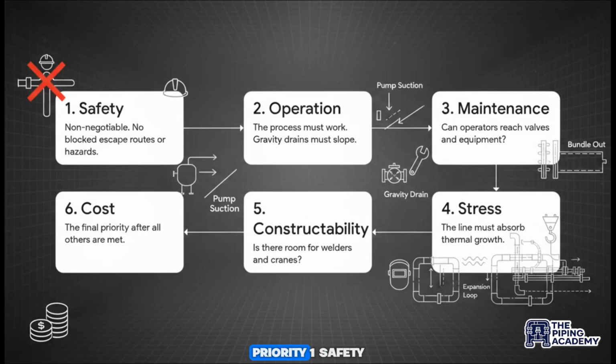Okay, here it is. Priority 1, safety. This is completely non-negotiable. You simply cannot route a high-pressure steam line at head height across an escape path, period. Number 2, operation. The plant has to work. A pump suction line needs to be short and direct to prevent cavitation, so that takes precedence. 3, maintenance. Can the operator actually get to the valve to turn it? Is there enough space to pull the heat exchanger bundle for cleaning?